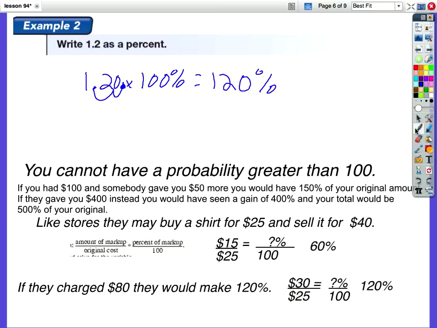So how are we going to find out how much it was marked up? What percent? You're going to take the amount of the markup over the original cost. So we took 40 minus 25 to get 15. So we're going to take that $15 over $25, and that's going to equal what percent out of 100? You can see we multiplied by 4, you get 60%. If they charge $80, they would make 120%. You can see by the work down there, multiply by 4, multiply by 4.